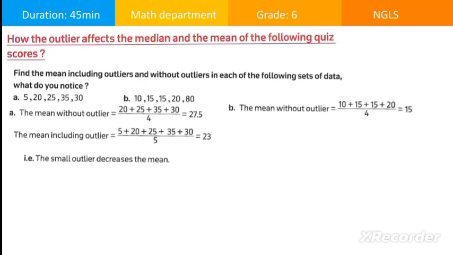Very good. The mean without the outlier is 10 plus 15 plus 15 plus 20 over 4, equals 15. With the outlier, it is 10 plus 15 plus 15 plus 20 plus 80 over 5, equals 28. Then the greater outlier increases the mean.